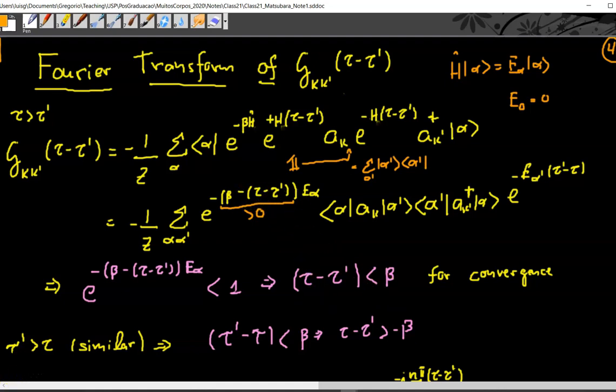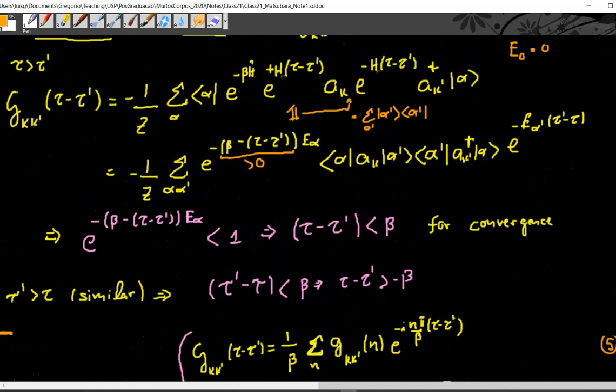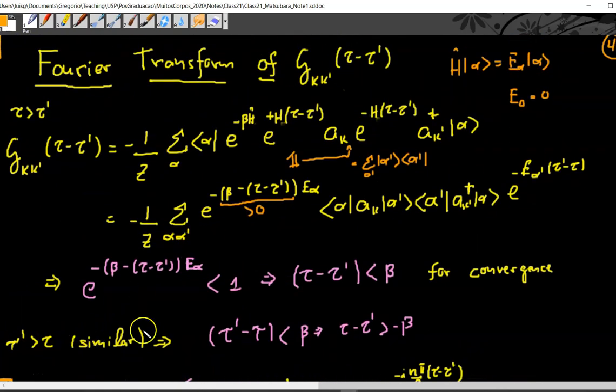Okay. So if I do the same analysis for tau prime larger than tau, I would get essentially the order reversed here. So in here, I would have, say, exchange tau prime and tau, right? I still have minus beta, but instead of minus here, I would have a plus or a minus tau prime minus tau. And in that case, I'll say that tau minus tau prime is larger than minus beta, okay? And that I would take for convergence.